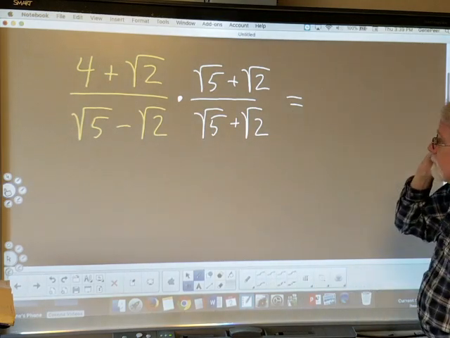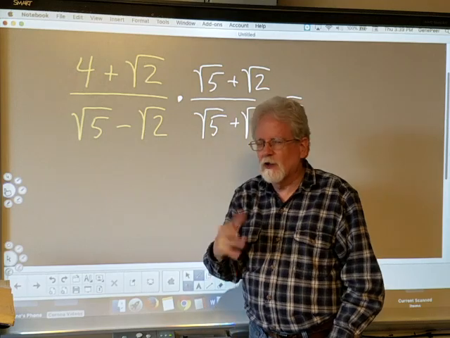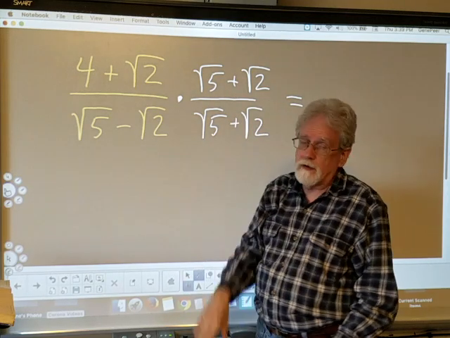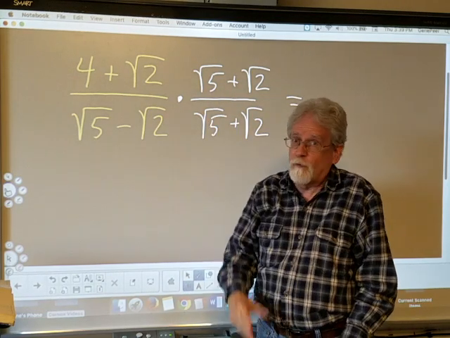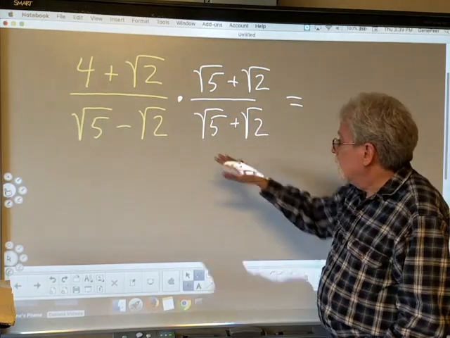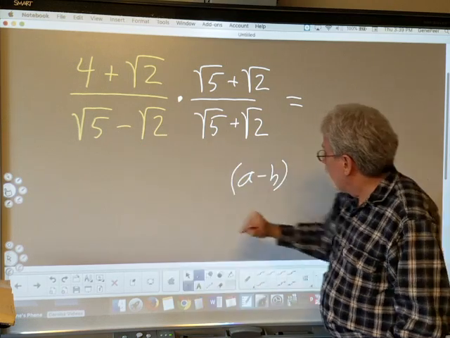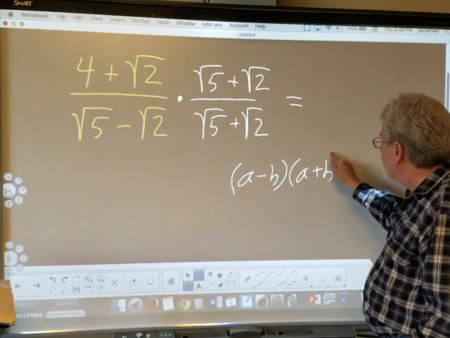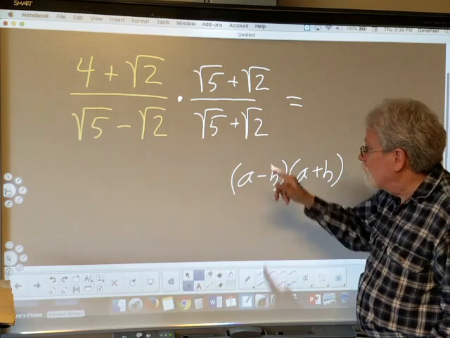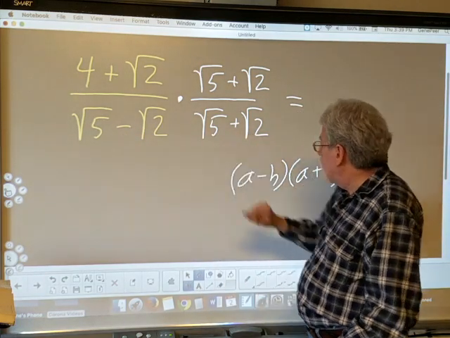So now what do I have? Well, let's save the numerator for last. That's a little ugly. We've got to apply FOIL up here. There's no shortcut, just FOIL. Down here, this is just a case of a minus b times a plus b. We rigged it that way. We very carefully chose this, so we would end up with a minus b times a plus b.